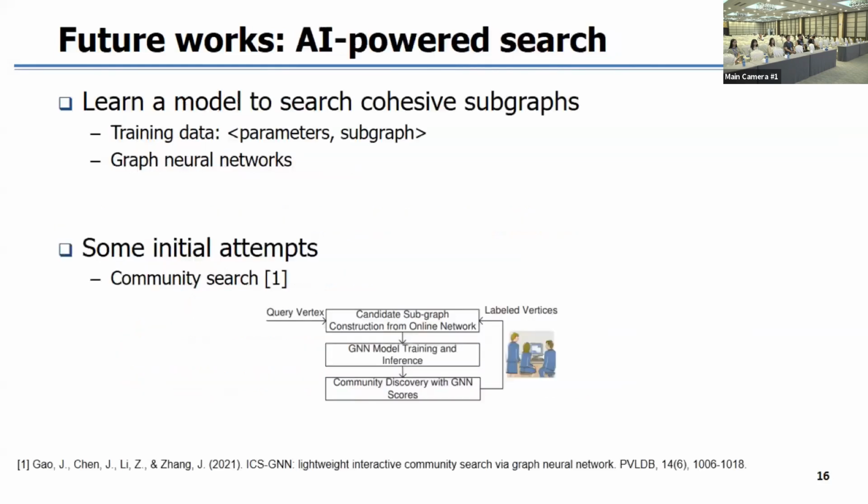An interesting future direction is to develop AI-powered cohesive subgraph search techniques. There are currently some initial studies on cohesive subgraph search over homogeneous graphs. In a recent study, the GNN model is applied to detect communities in the homogeneous network. So this problem has not been studied over HIN yet.